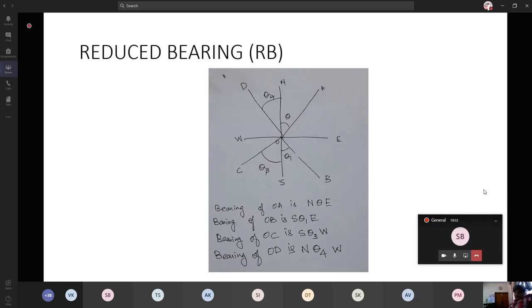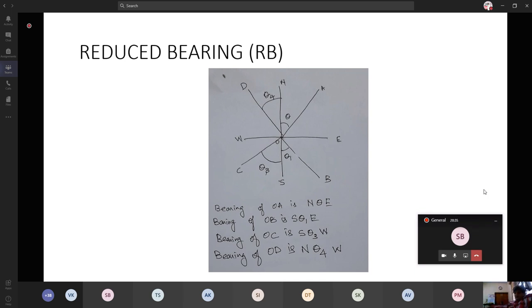Then reduced bearing. Reduced bearing is bearing with reference to the north or south, with proximity to east or west. So the line OA is north theta east. And for OB, suppose you have the angle as theta 1. Suppose I say that the bearing of OB is alpha. Bearing of OB is alpha. What is theta 1 in that case?